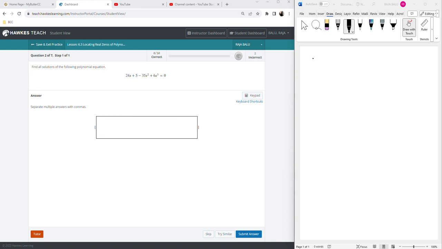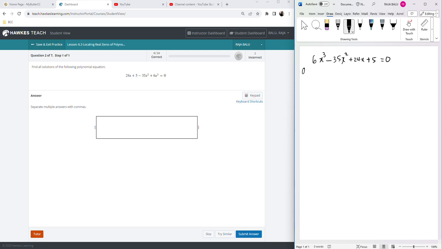To do anything, we will first rewrite the polynomial in the right way with the leading coefficient first: 6x cubed minus 35x squared plus 24x plus 5 equal to 0. This is the way we start, and we can already see there is no way you can group anything.